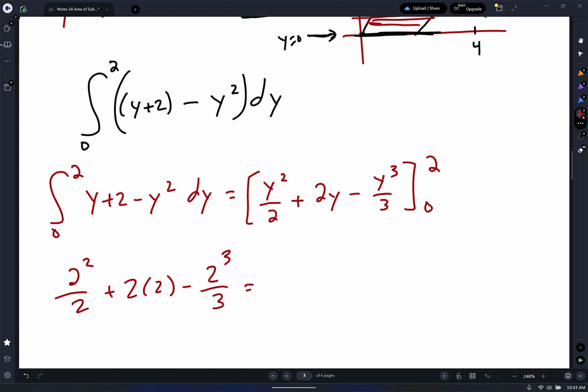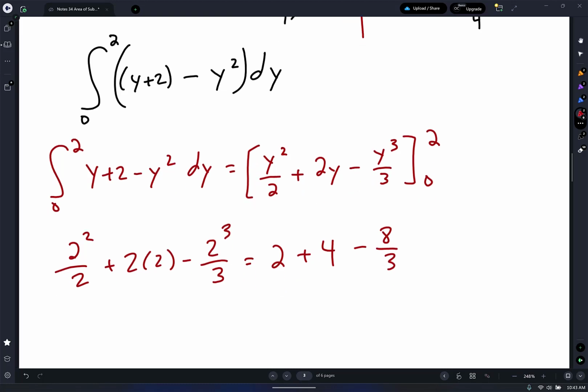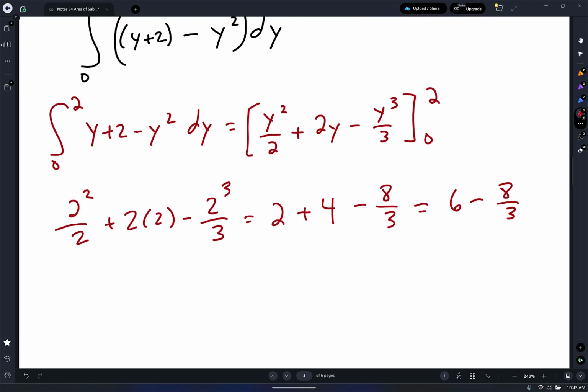Let's see what that is. 2 squared is 4, divided by 2 is 2. 2 times 2 is 4. Minus 2 to the third power is 8 over 3. So I have 6 minus 8 over 3. I'm going to get a common denominator. So 6 times 3 is 18. So 18 over 3 minus 8 over 3. OMG, look at that. Are you shocked that you got the same answer?